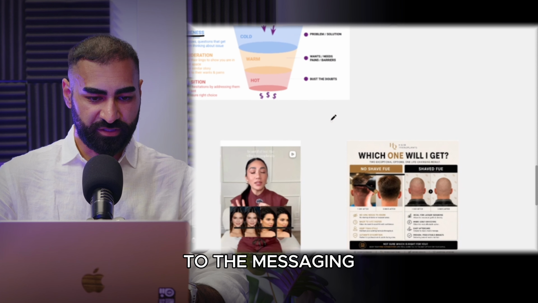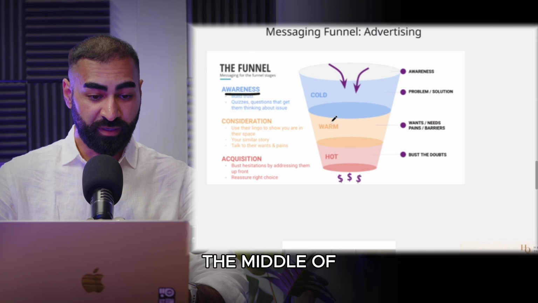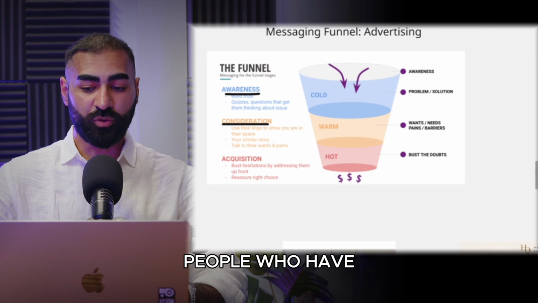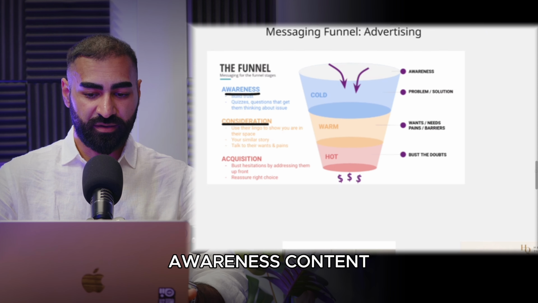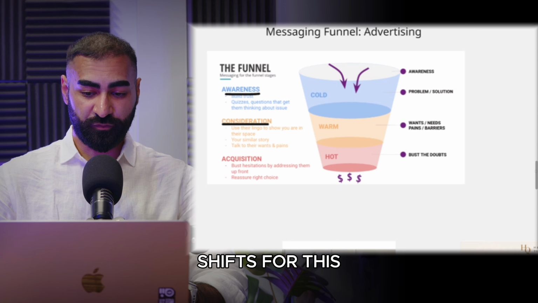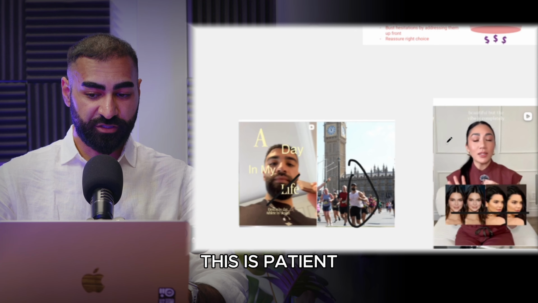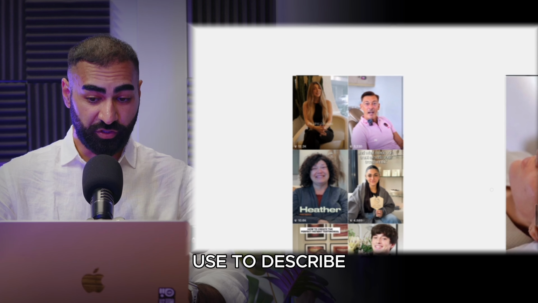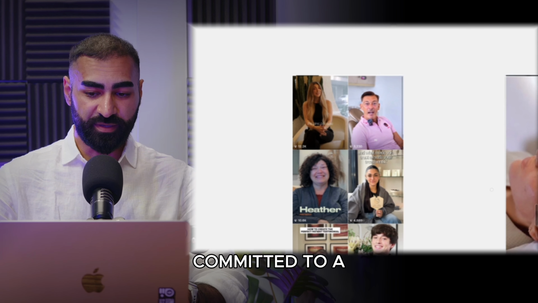So going back to the messaging funnel, we then have the middle of funnel, which is the consideration. This is where you retarget people who have engaged with that awareness content, or you're targeting an audience that's already shown intent. Here's the messaging shifts for this part. So for dentists, this is patient testimonial content, and you're using the specific words real patients use to describe why they finally committed to a treatment.